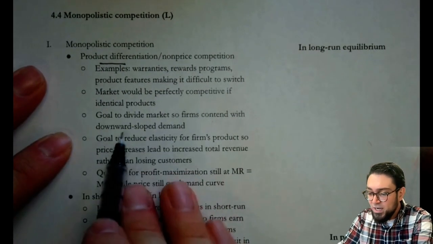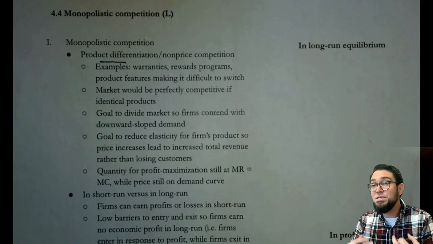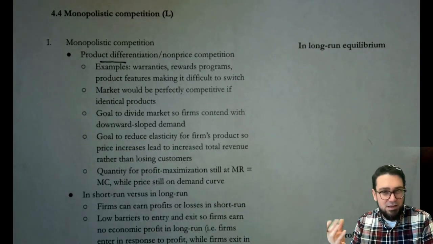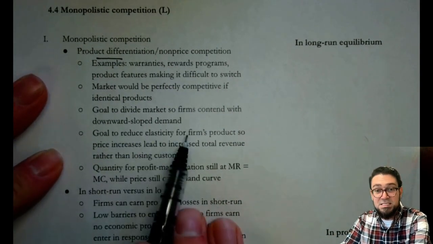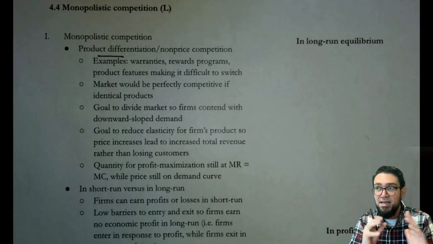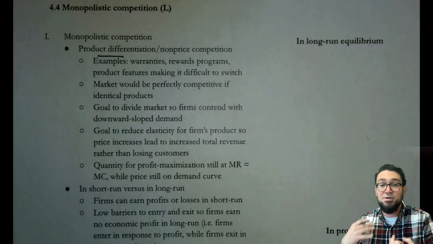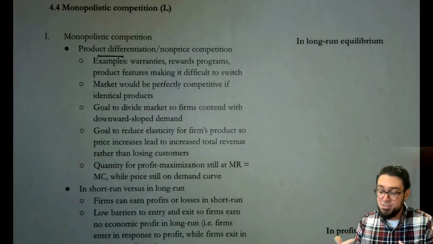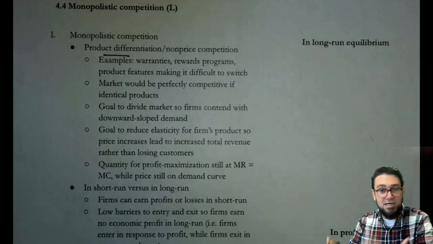So the reason why it's downward sloping is because it's like little subdivisions of the market. And so they really do see almost like mini monopolies, if you want to think about it that way, even though it's not technically correct. The goal of these purposes is to actually make sure that the demand for each of these groups is a little bit less elastic. So if I were to raise the price, I would get more total revenue rather than losing a bunch of customers.